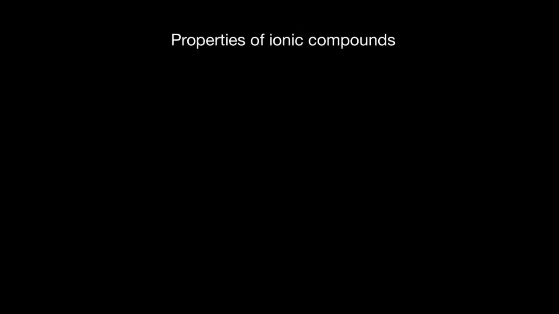Okay, now it's time to check out some of the properties of ionic compounds. But first, let us take some examples. We have NaCl, MgCl2, MgBr2, MgO, CaCl2, etc. All of these are ionic compounds. Right. So what properties do they have?